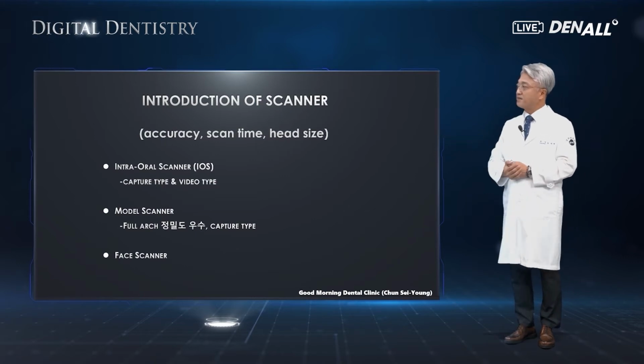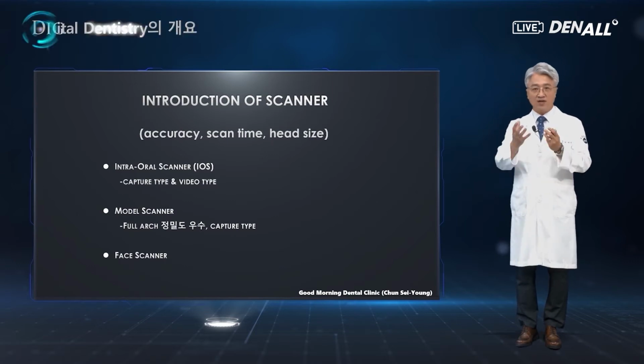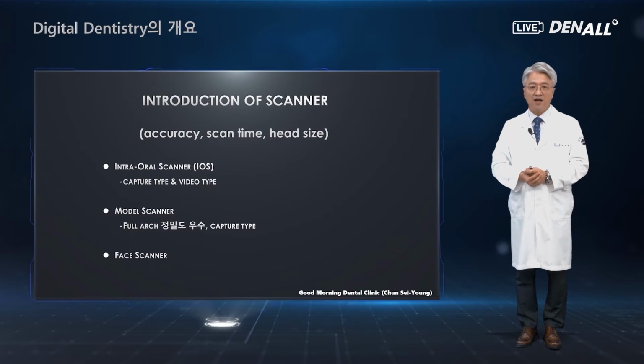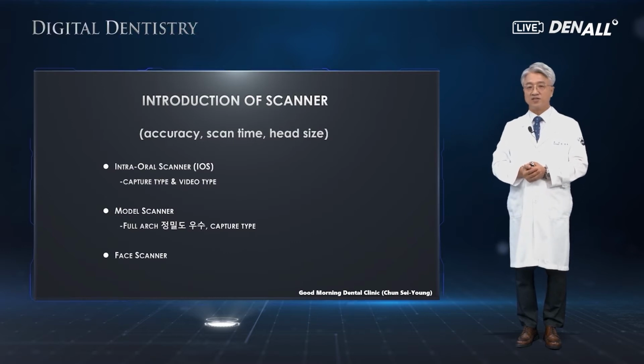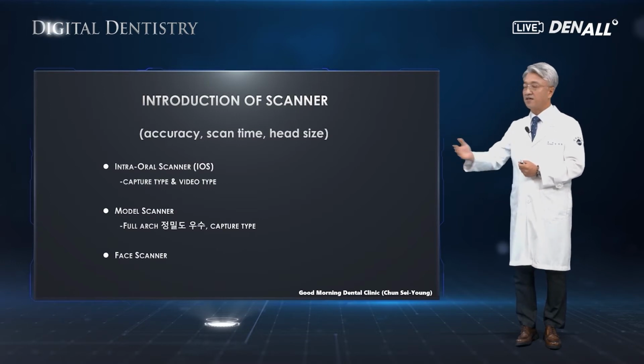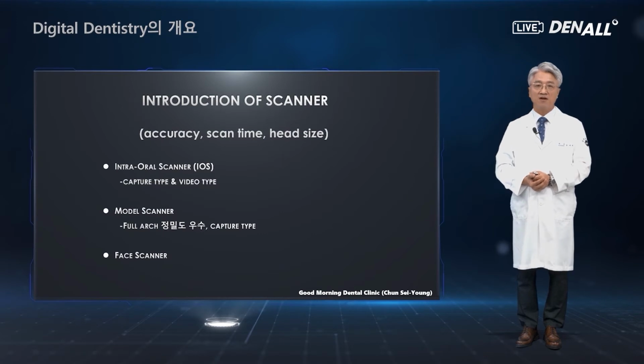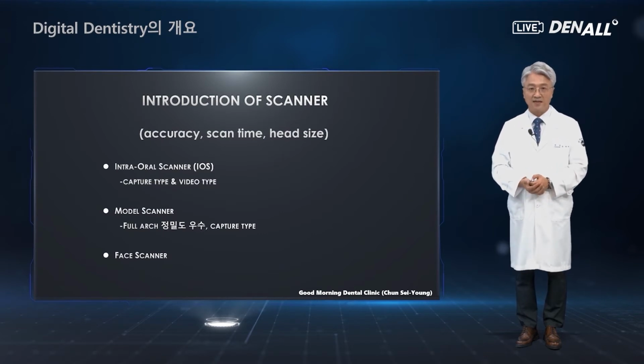Second, the model scanner. In the past, rubber impression taking was used to make a model, and it is scanned by a model scanner. For full arch, this is more precise, and it is a capture type scanner. Recently, a lot of research is going on for face scanners. It is used to scan the head, neck, and face to make a 3D image.